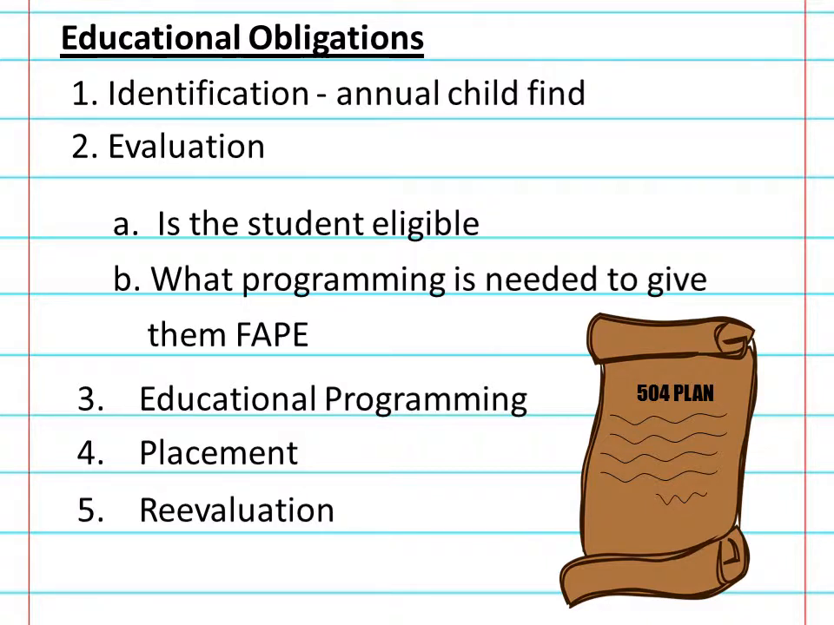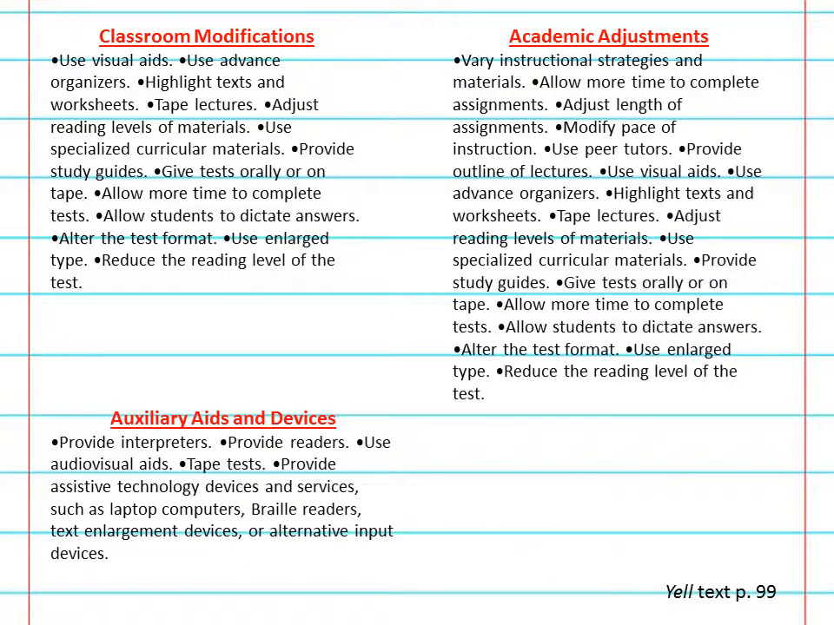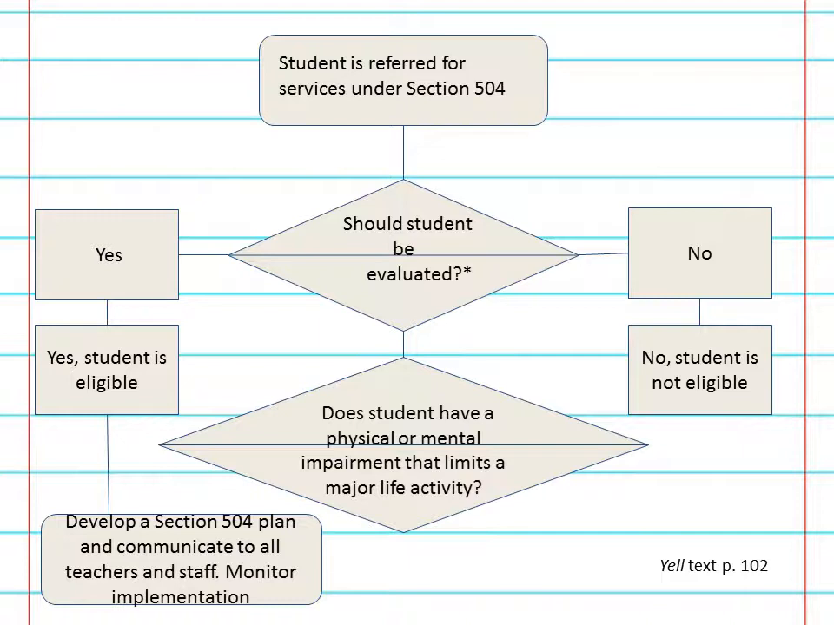After that programming, we put the placement. We also look at that least restrictive environment. We want them with their peers at the maximum amount possible, just like under IDEA. And then the fifth part is reevaluation. A 3-year reevaluation is not required under Section 504 as it is in IDEA, but you want to periodically look at that and reevaluate before any significant change in placement. So that's a little bit different. The plan is supposed to be looked at annually, like an IEP, just to make any updates as you move on to the next grade level.